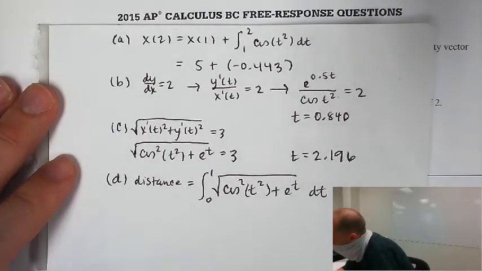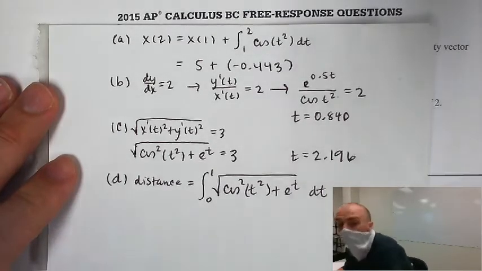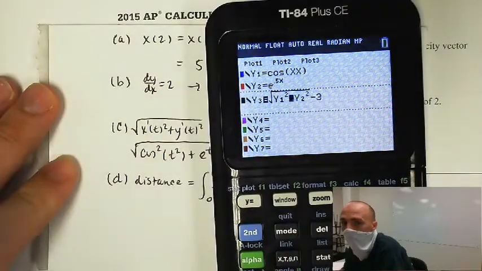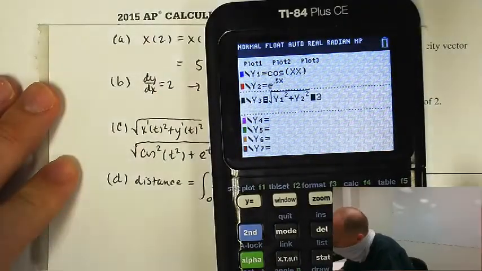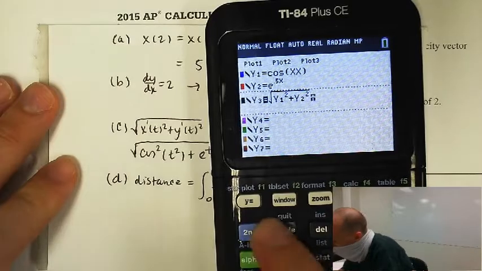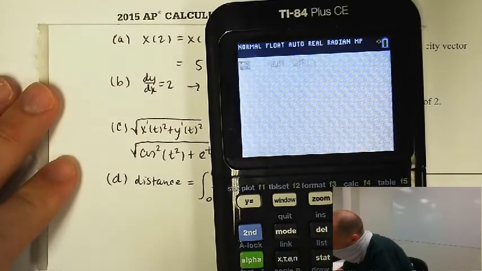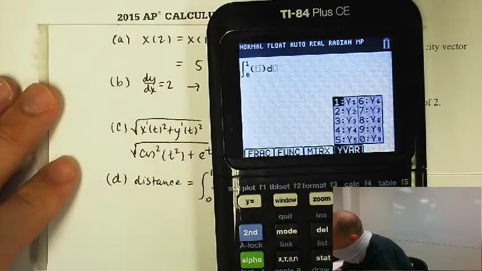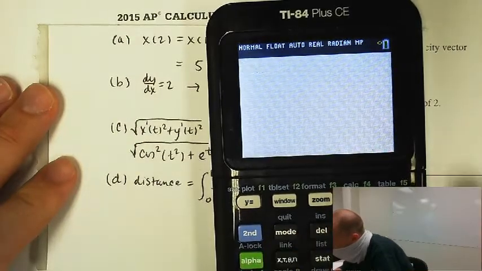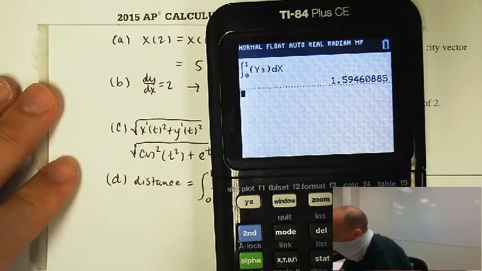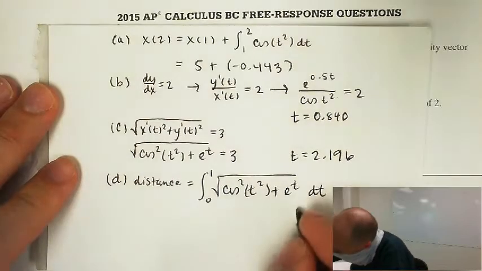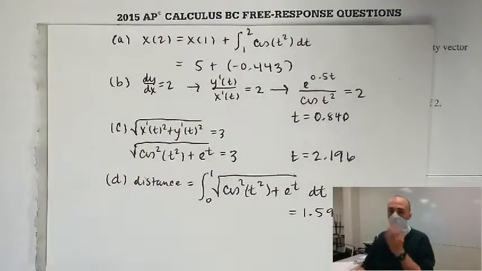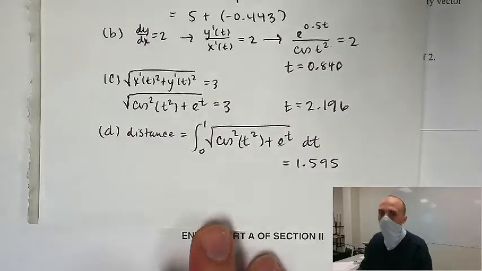And then I go over here, and I know what I'm going to do. I've already got most of this typed in Y3. So rather than type this all again, I'm going to say Y3 is the speed now. So I want to integrate speed from 0 to 1 with respect to t, and I get 1.595. Can't see that, but I wrote down 1.595.